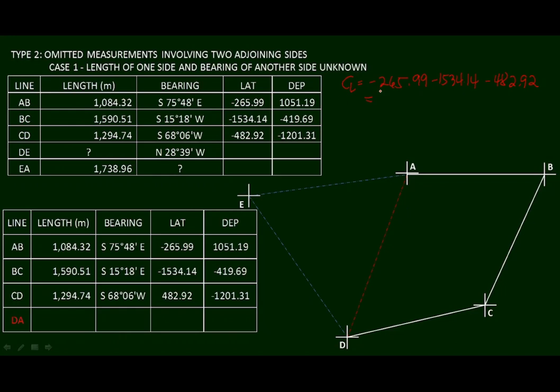My answer here is negative 2,283.05. Okay, negative yung lumabas sa calculator. So, ano yung ginawa natin last meeting? Pag isusulat natin siya dito sa may latitude ni DA, take the opposite sign, that is now equal to 2,283.05. So, how about the departure of line DA?